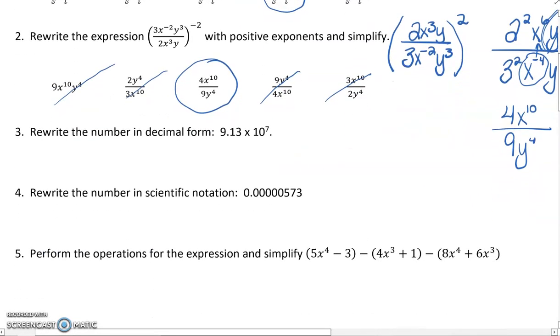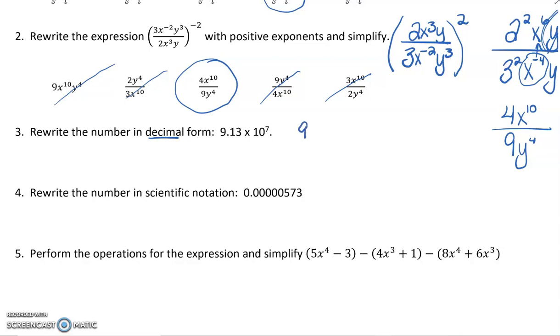Okay, some people were confused about number 3 because it says write the number in decimal form. A big number like 91 million is technically a decimal. It's just where is the decimal point? Because this is 10 to the positive 7, we are talking about a big number.